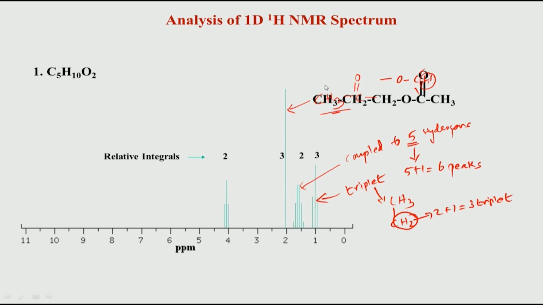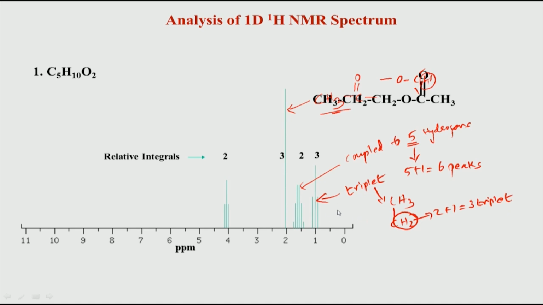And finally, what we are left with is this methyl peak, which is the triplet showing here, and this is coupled to a CH2, that is 2 protons. That is what we saw here, that there is a CH3 which is coupled to 2 protons, and therefore it shows a triplet, and this is the triplet.